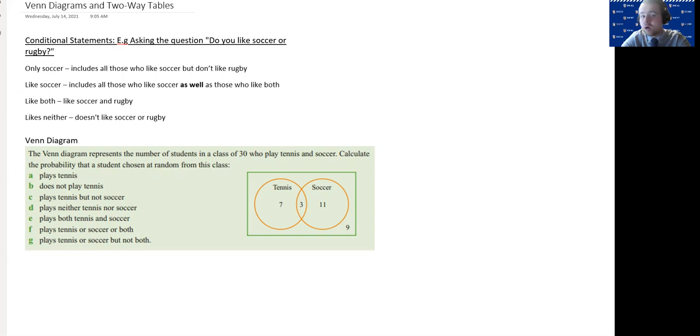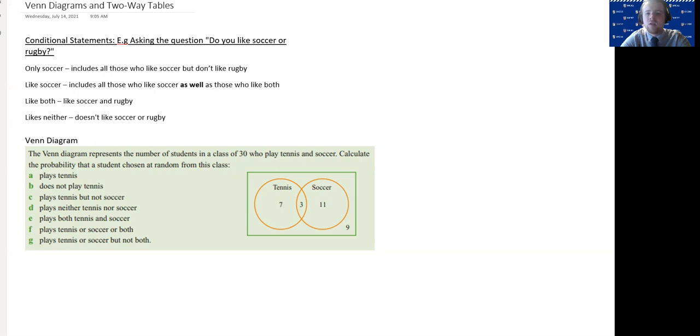So the difference between only soccer and just like soccer is whether or not it includes those who ticked other things as well. So you just got to be careful. It's not necessarily as straightforward as you might initially expect. And if I wanted to know how many people liked both, I would obviously need to find out how many people ticked both soccer and rugby. And then liked neither would be the ones who didn't tick any of them. And then obviously the other option would be only rugby, those who ticked rugby but didn't tick soccer.